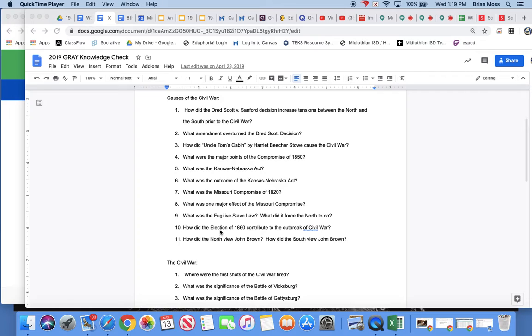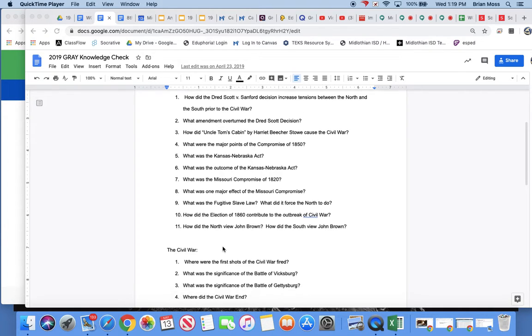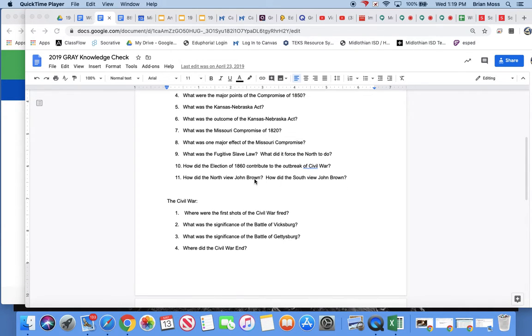Starting with South Carolina, just like your rap says. How did the North view John Brown? Well, you viewed him as a hero and a model. How did the South view John Brown? Well, they looked at him as a villain. They looked at him as a terrorist.